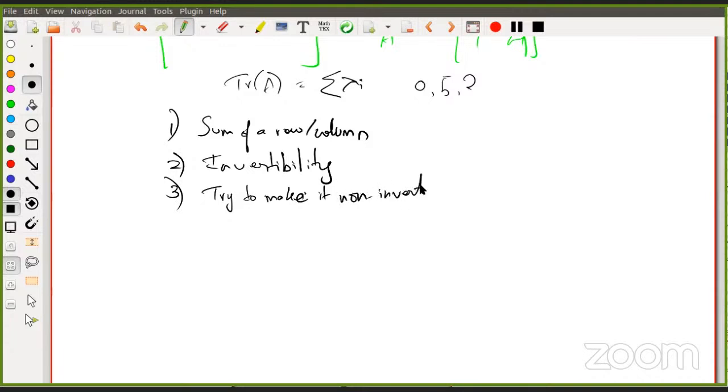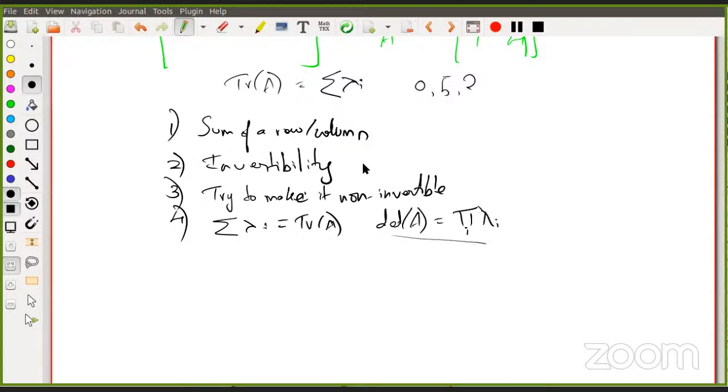And finally, you can just use the properties of the eigenvalues. Basically, the summation of the eigenvalues should be equal to the trace of the matrix, and maybe another thing you can also use is that the determinant of the matrix equals the product of the eigenvalues. This may not be as useful as the others, but sometimes it might be useful.